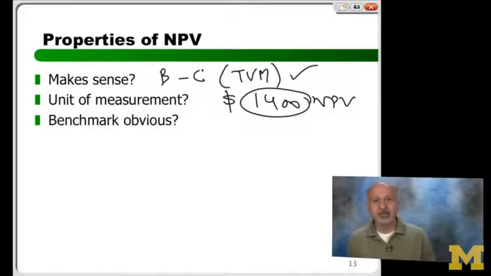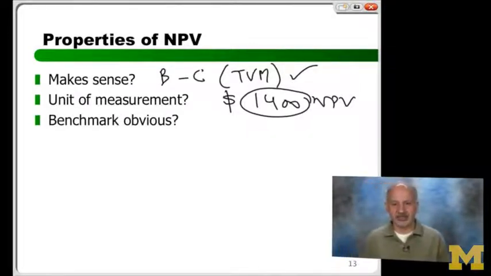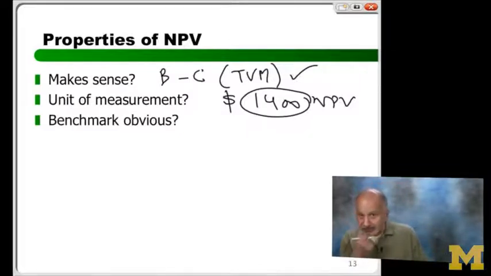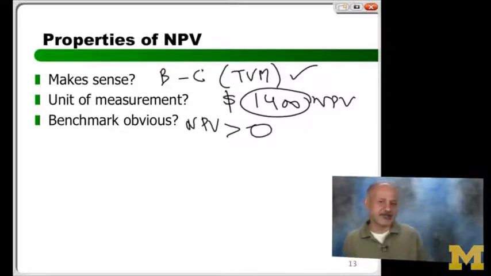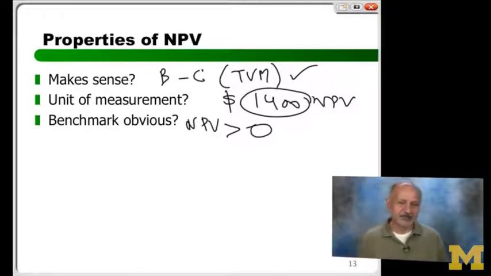Okay? Next point. Is the benchmark obvious? So what is the benchmark of value? I'm pausing here. When will you do a project? When the NPV is greater than? Right? Now here's some, I hope you don't mind the next bit I'll talk about. Most people think they understand 0.